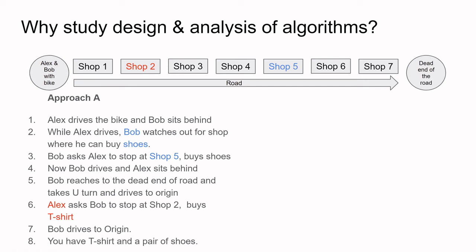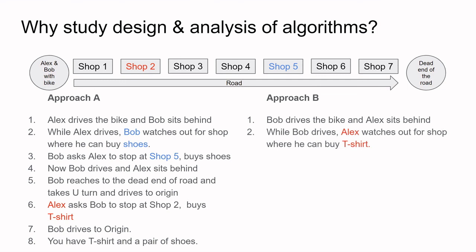This is approach A. Let us also think of approach B. Here, Bob drives the bike and Alex sits behind at the start of your journey. While Bob drives, Alex watches out for a shop where he can buy a T-shirt. So when Bob was driving from shop 1 to shop 2, suddenly Alex finds that he knows the shop where he can buy the T-shirt. So Alex asks Bob to stop at shop 2, and buys the T-shirt.